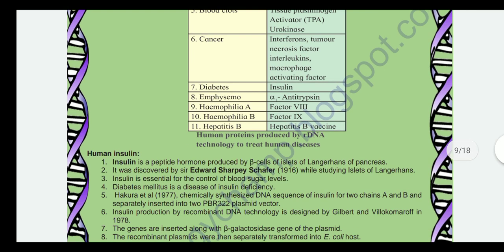For diabetes, insulin production, and emphysema, that is alpha antitrypsin. Hemophilia, that is hemophilia A, hemophilia B, factor 7 and factor 8, that is used in the condition of hemophilic condition. And the hepatitis B vaccine, which is produced by this method. Human insulin.